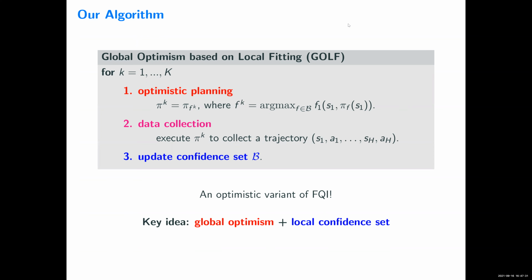Hey, there's a question in the chat. I can read that to you. Yeah, the question is: the GOLF algorithm looks very similar to follow the leader for online learning. Is there a theoretical connection between these two?